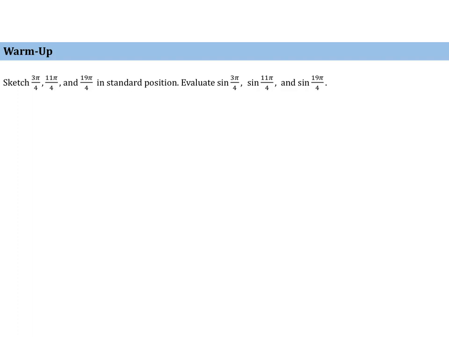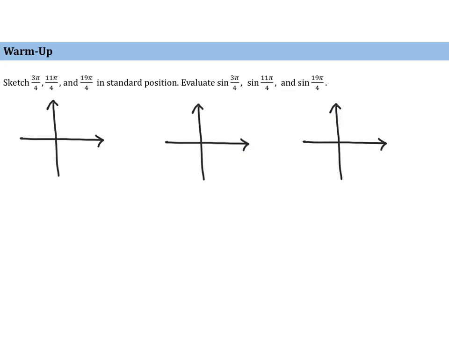So let's look at a warm-up problem where we have 3 angles given to us and we're supposed to sketch the angles and find the sine of each angle. So let's look at theta equals 3 pi over 4. 3 pi over 4 is not quite pi, so we are looking at an angle in the second quadrant, and the reference angle is pi over 4.